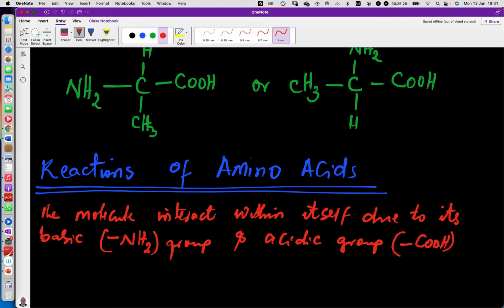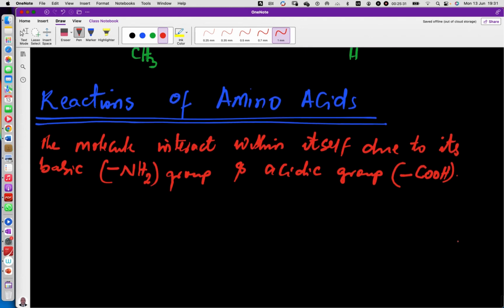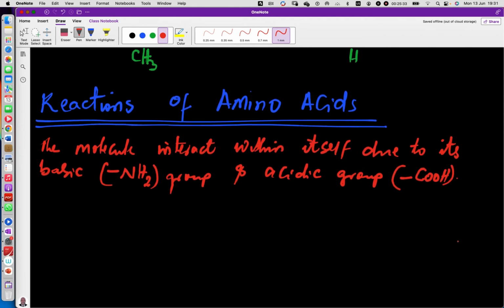So how does it happen? How would an amino acid molecule interact within itself? This is what happens. Let me just write here so that you can easily see it. Let me say we have this molecule here. I have an NH2 here.